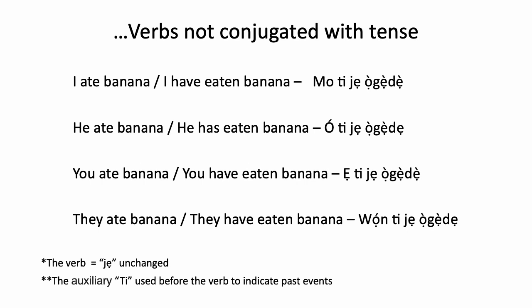To show that the event takes place in the past, the auxiliary ti is used. He ate banana, or he has eaten banana, would then be written as o ti je ogede. You ate banana, or you have eaten banana, would be e ti je ogede. While they have eaten banana would be wọ́n ti je ogede.